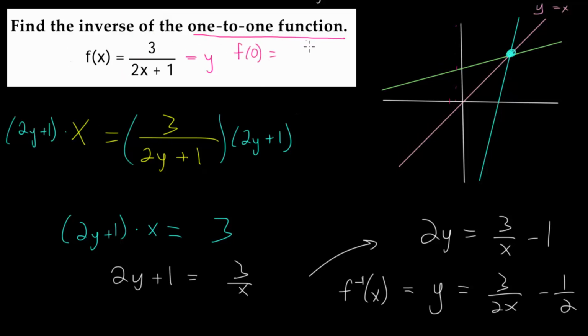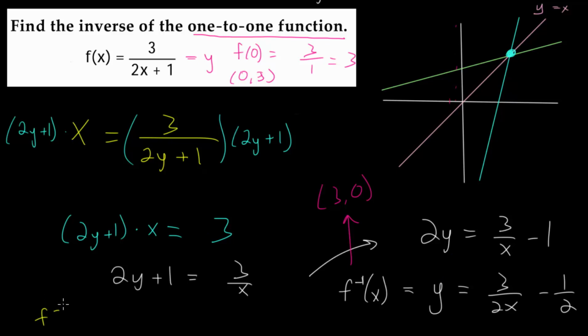We pick an x value of 0, and we get 3 over 0 plus 1, which is 3 over 1. So when you plug in 0, you get back 3. But remember with an inverse function that we switch x and y. So in our inverse function, this should go through the point (3, 0). And if it does, then we know we did this correctly. So let's actually plug that in.